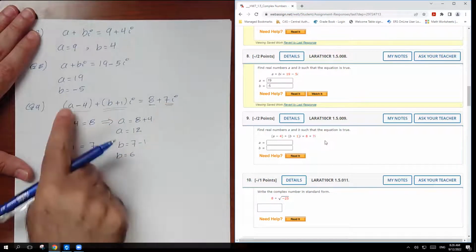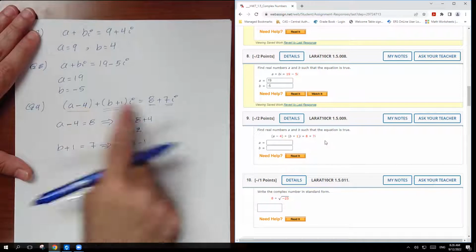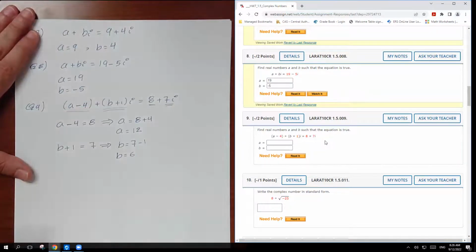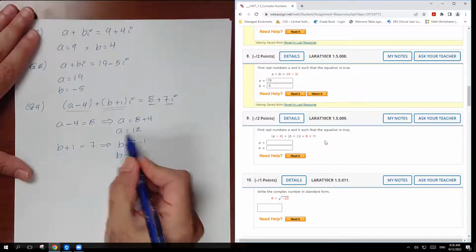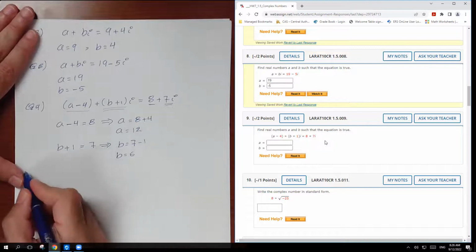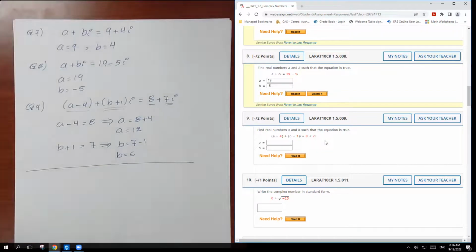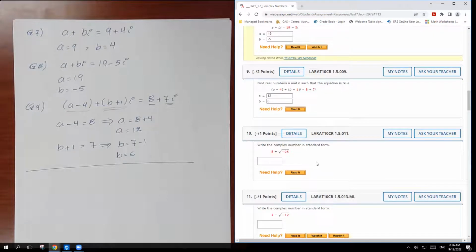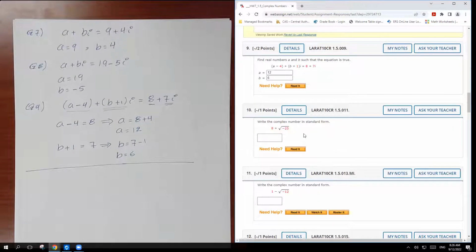If you plug in 12 here, 12 minus 4 is going to be 8. Now we're going to get two equal sides. So A equals 12 and B equals 6. That's it for this. So I'm just going to plug in A equals 12 and B equals 6. That's it.